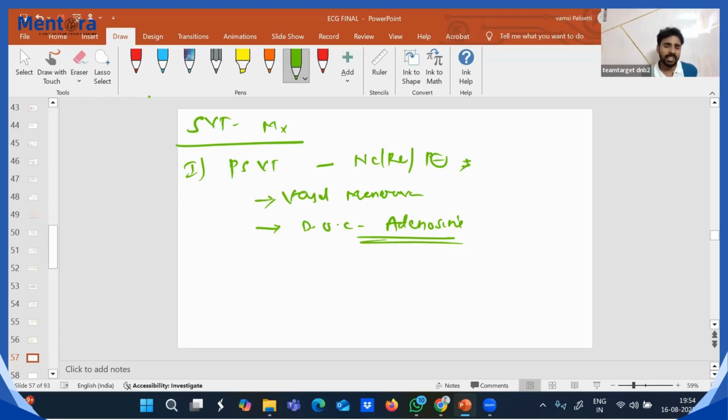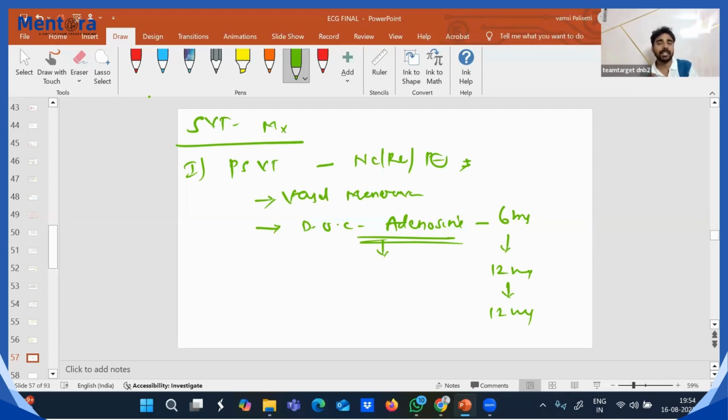Okay. Adenosine is again very important. They are asking some questions and all. It is a short-acting antiarrhythmic. Just a few points you have to remember here. The adenosine starting dose is 6 mg. If it is not relieving, then you can give one more dose, 12 mg. Then again, if not relieving, you can go for one more 12 mg. That's it. Only 6 mg, 12 mg, 12 mg. That's it. There is no further dosing.